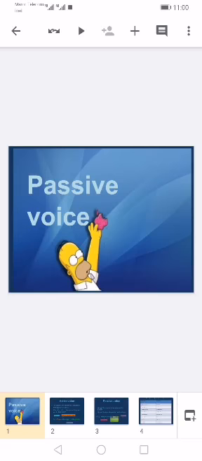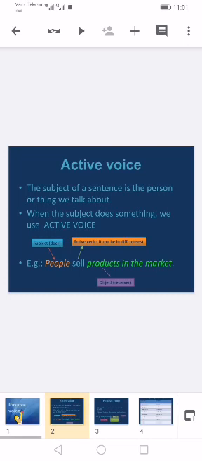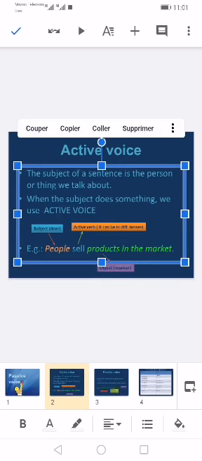So before we get started, in the beginning, we have to understand that we have active voice and we have passive voice. In the active voice, the subject is the doer of the action, and we have a verb and then an object, right? Let's consider this sentence: people is the subject, sell is the verb, and products is the object of the verb. So this is in the active voice, and here the focus is on the doer of the action, which is people in the sentence.